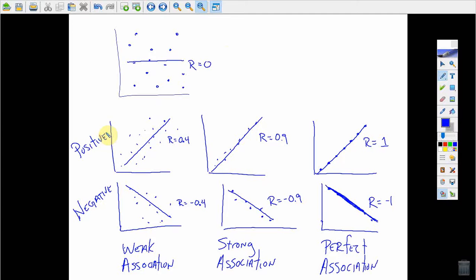Positive. And this would be no association or correlation. Have an R value of 0.